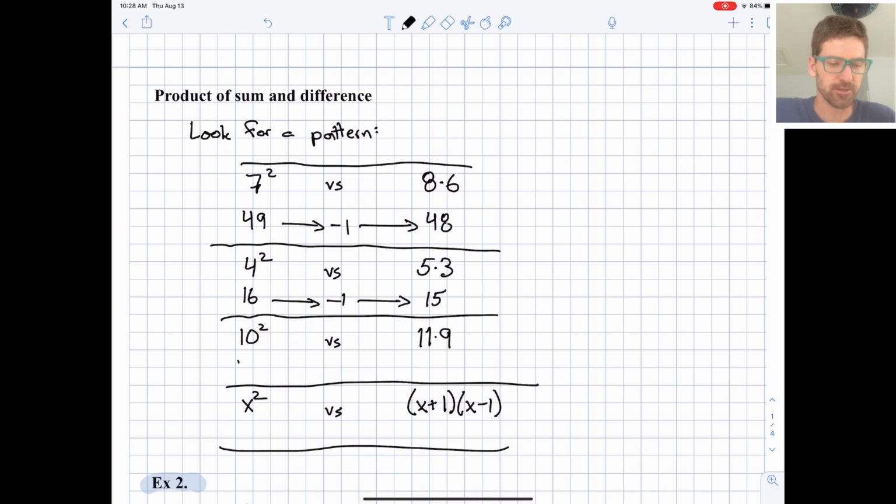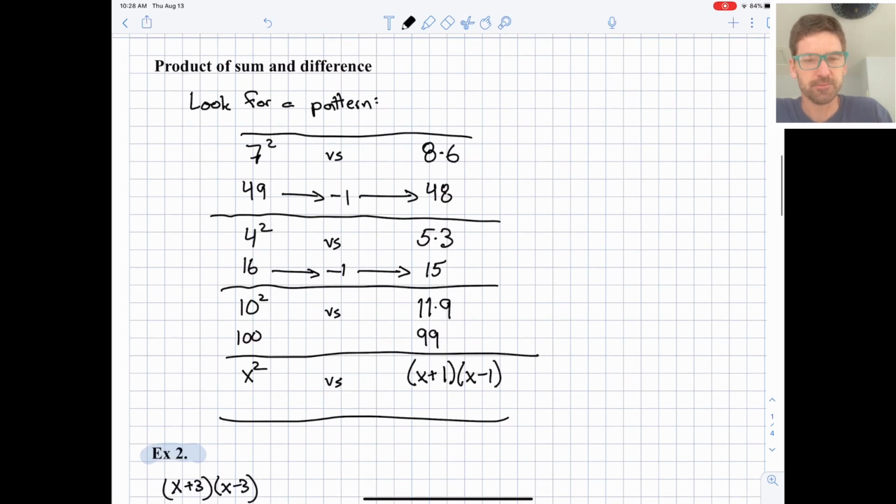So 10 squared is 100. I'm going to predict that this one should be a 99, and it is. 11 times 9 is 99. Okay. So look at these patterns that we just developed, right? So the perfect square, we subtract 1 to get another product.